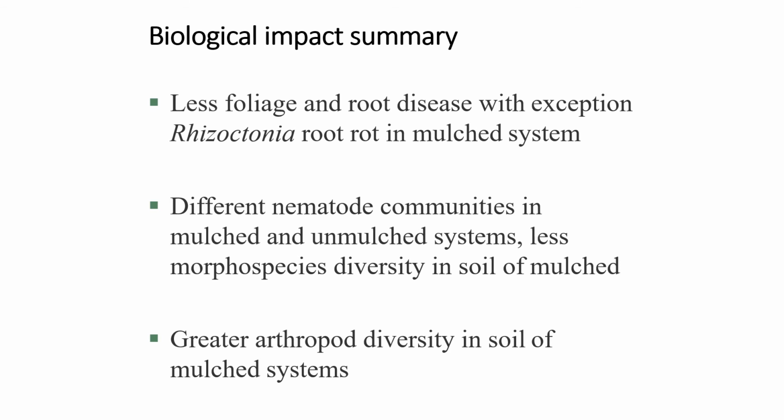Now in this slide you can see the biological impact summary. Less foliage and root disease, with the exception of Rhizoctonia root rot, in the mulched system. Secondly, different nematode communities in mulched and unmulched systems, less morphospecies diversity in soil of mulched, and then greater arthropod diversity in soil of the mulched system.